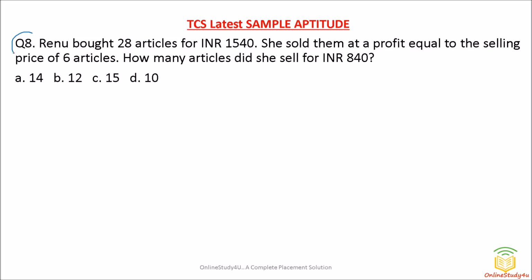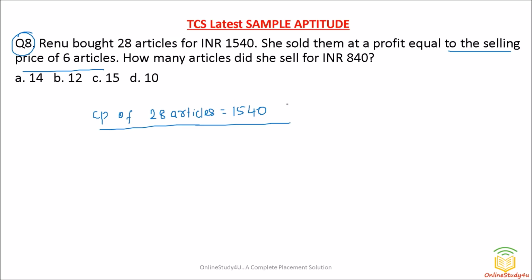Now friends, question number 8. Ranu bought 28 articles for 1540. So the cost price of 28 articles is 1540. This is a problem of profit and loss. She sold them at a profit equal to the selling price of 6 articles.